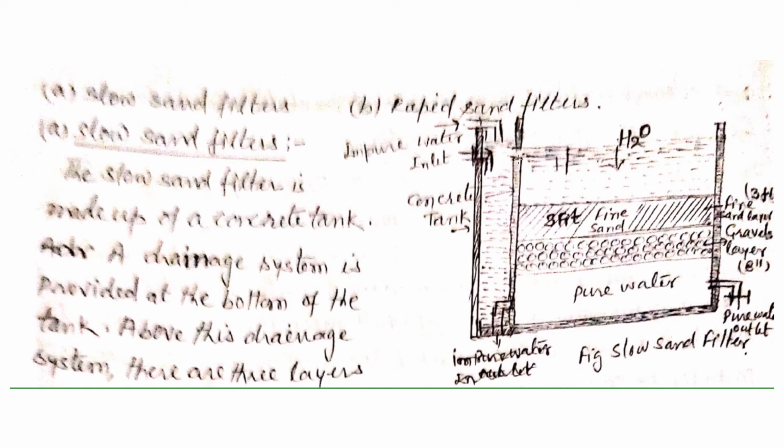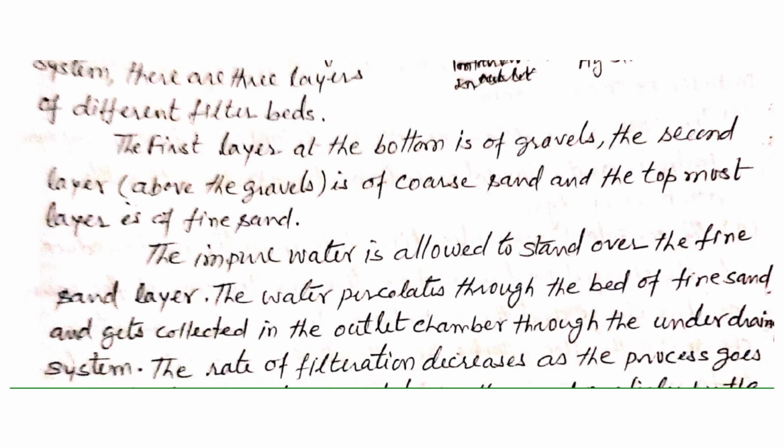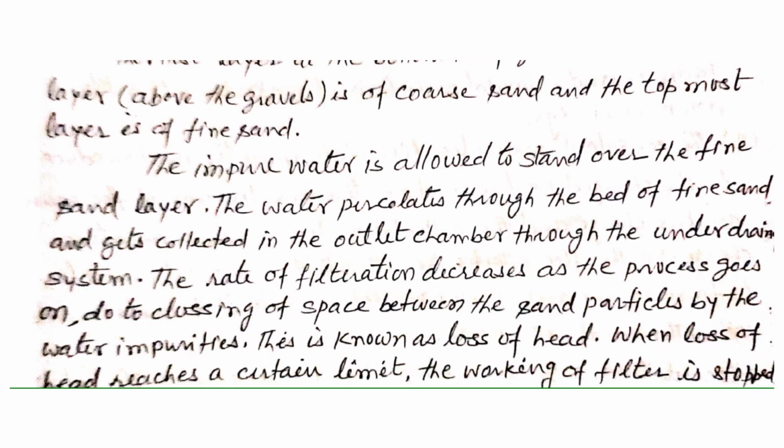So the water comes along this wall slowly, without disturbing the fine sand layer, and it will fill up to this level. Then, due to gravitational force, the water will pass through the fine sand, then coarse sand, and the gravels, and it will come out here. From here we take out the water. But this water still has to be treated, because it contains bacteria and microorganisms.